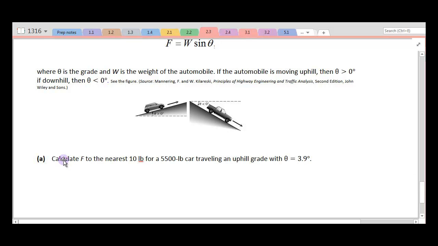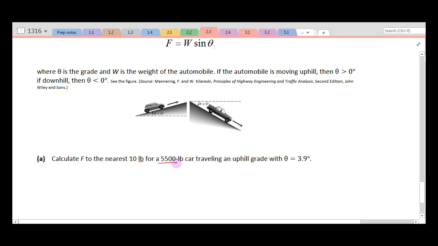I want to be able to calculate F to the nearest 10 pounds for a 5,500 pound car if this car is traveling uphill at a grade of 3.9. Okay, so this really just becomes filling in an equation using a formula. So this value right here is going to be W, and we use the equation F is equal to W sine theta.